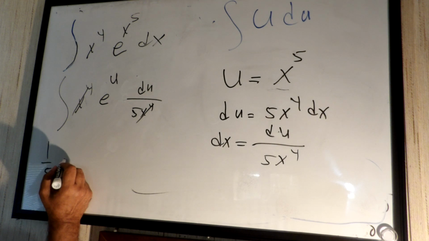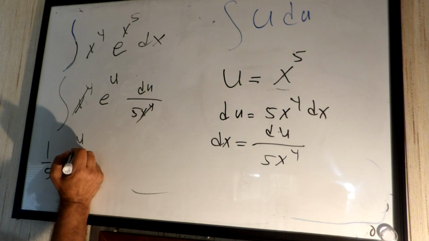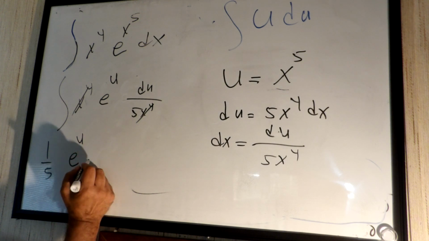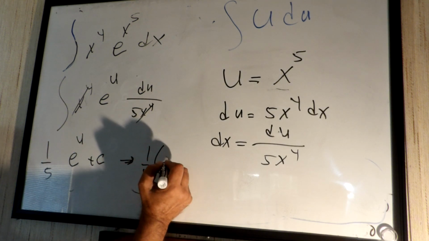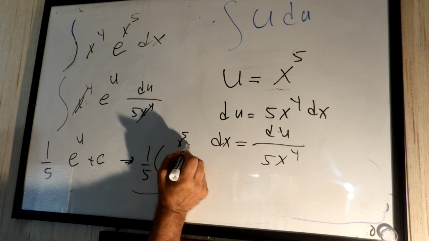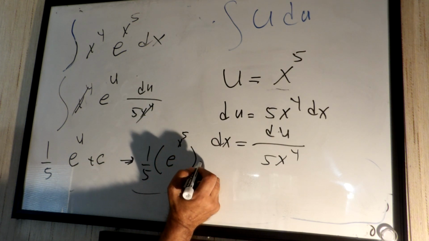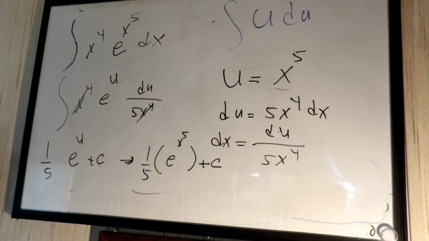The integration of e to the power of u is going to be e to the power of u plus c, so it is going to be 1 over 5 e to the power of x^5 plus c. So that is the answer.